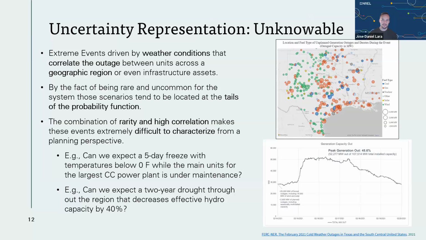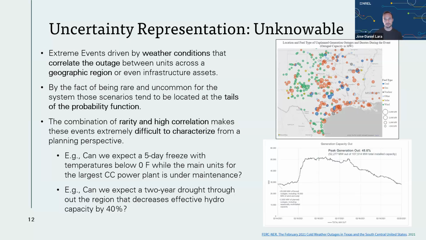So one of the biggest challenges in the analysis of RA in modern power systems, especially when we start looking at the bigger correlations that are driven by weather, is this representation of unknowable uncertainty. So extreme events driven by extreme weather conditions, for example, the storms in Texas in 2022, have several characteristics. One is that they drive big problems around multiple regions. So you have these extended areas that will cause situations where multiple units can actually go offline at the same time.